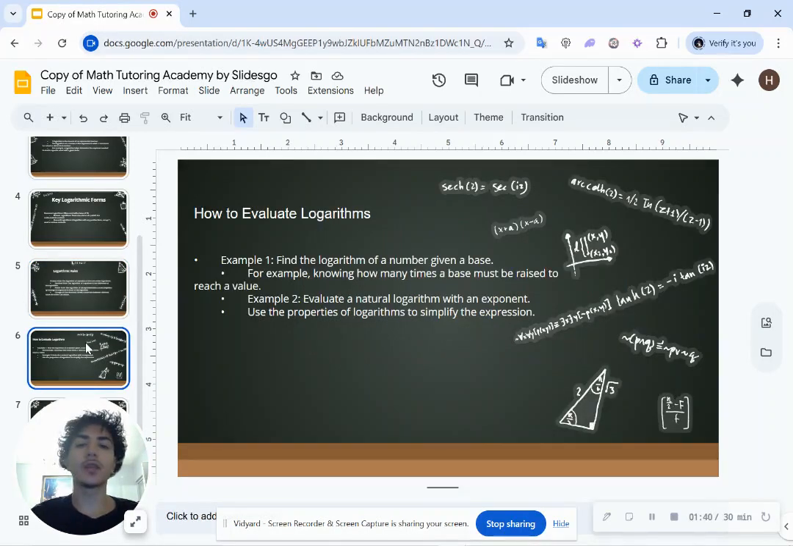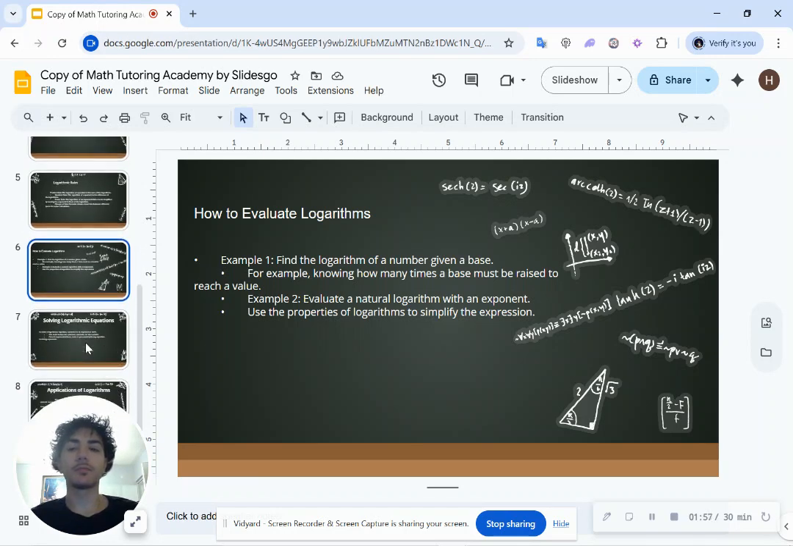How to evaluate logarithms. Example 1. Find the logarithm of a number given a base. For example, knowing how many times the base must be raised to reach a value. Example 2. Evaluate a natural logarithm with an exponent. Use the properties of logarithms to simplify the expression.